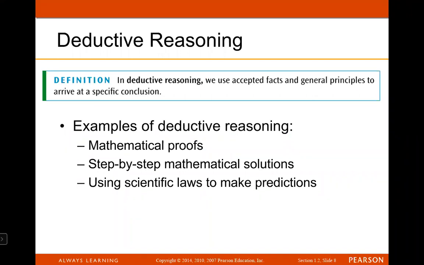Deductive reasoning's definition reads: in deductive reasoning, we use accepted facts and general principles to arrive at a specific conclusion. Examples of deductive reasoning are mathematical proofs, step-by-step mathematical solutions, and using scientific laws to make predictions.